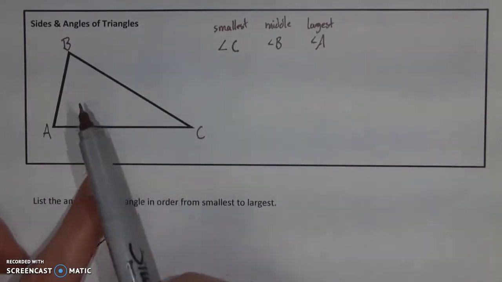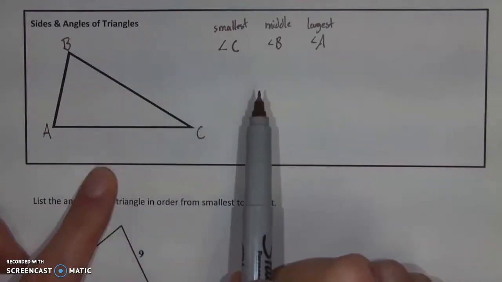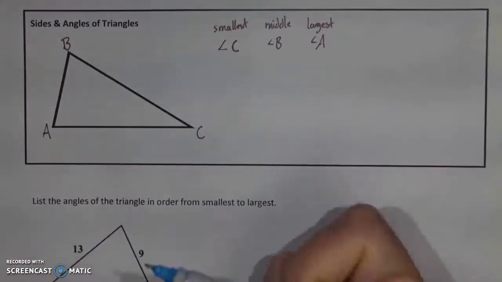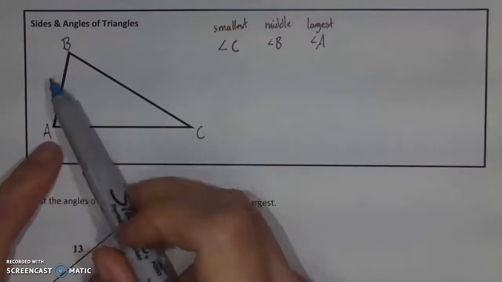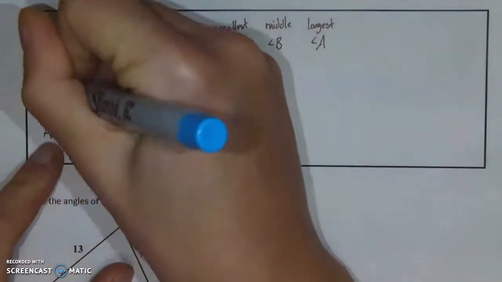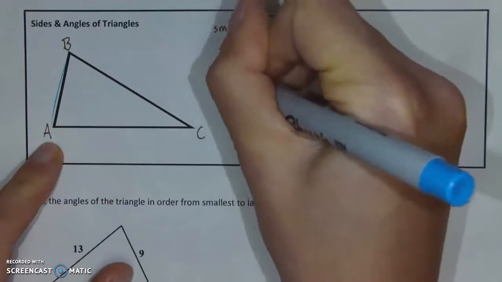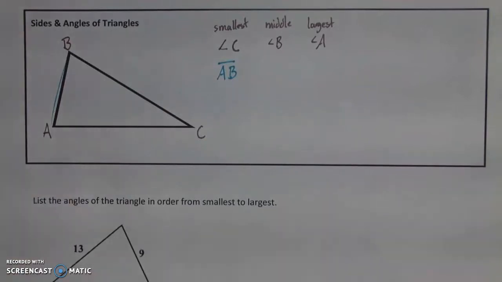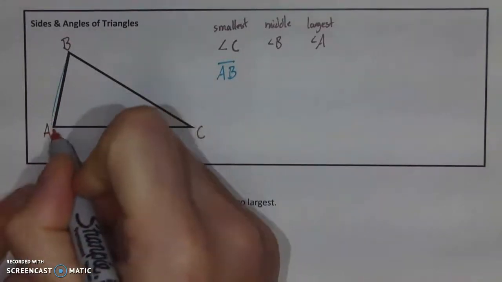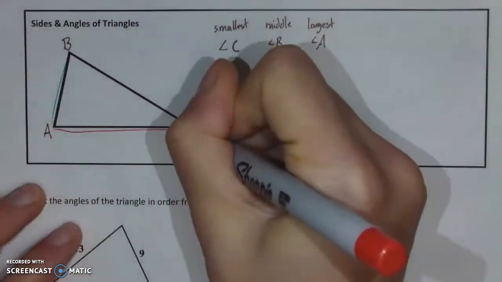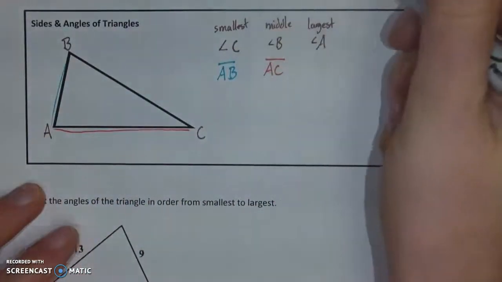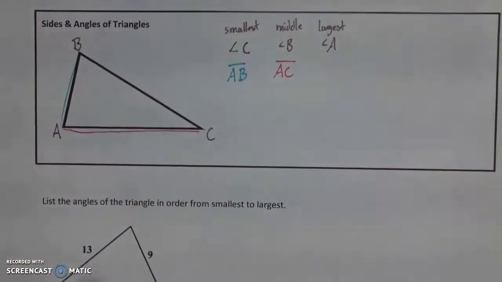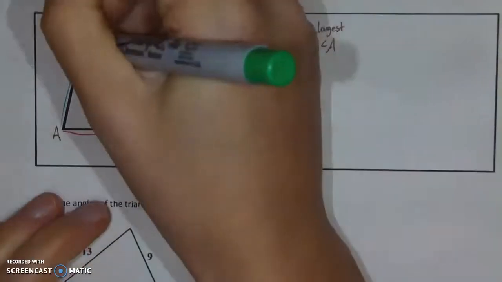And if I'm looking at this picture, I can also do the same thing with the sides. So let's list the sides from smallest to largest as well. If I'm looking at my smallest side, I can clearly see that my smallest side is AB. My next smallest side is going to be AC. And last but not least, my largest side is that final side that I haven't talked about, unsurprisingly, and that is BC.